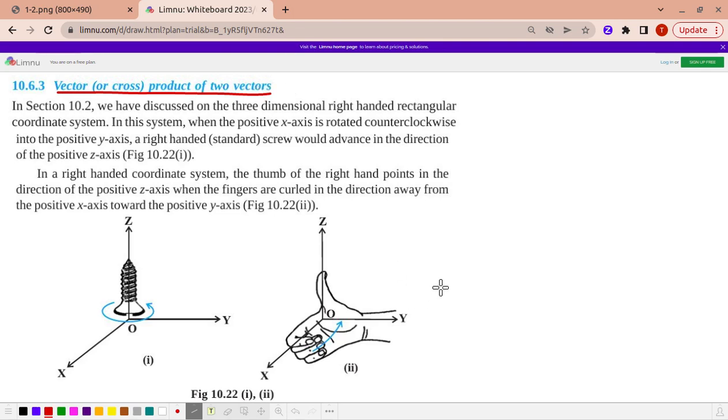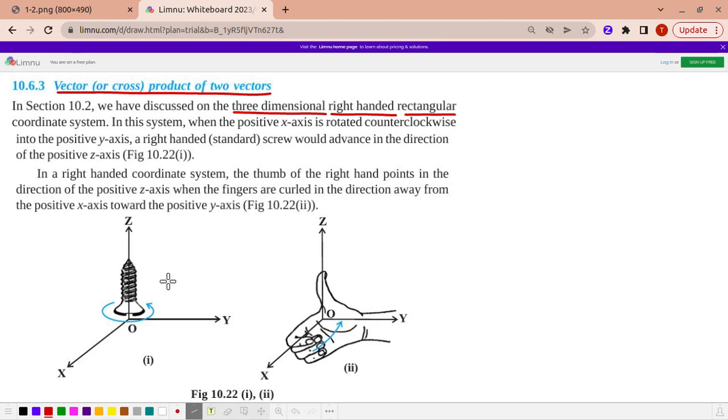Now, before I proceed further, I just want to tell you that earlier we discussed the three-dimensional right-handed rectangular coordinate system. So what is that? That is three-dimensional, because there are three dimensions involved here. That is x, y, and z, right-handed and rectangular coordinate system. Okay, so what is meant by that?